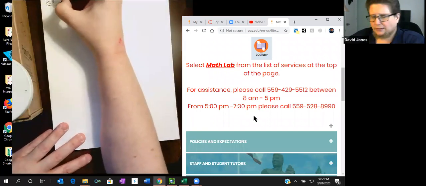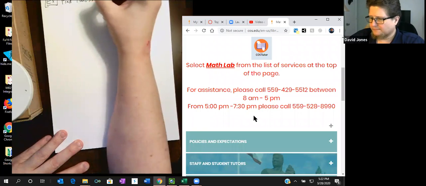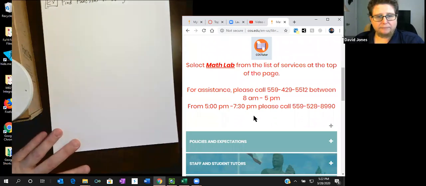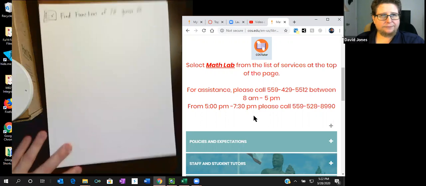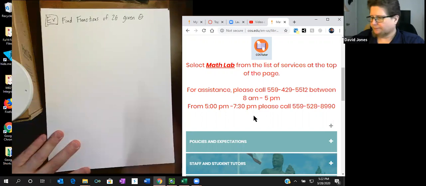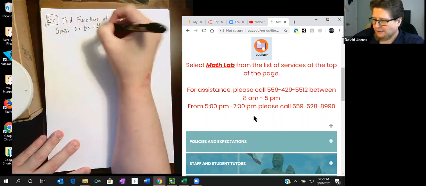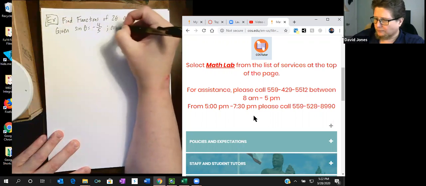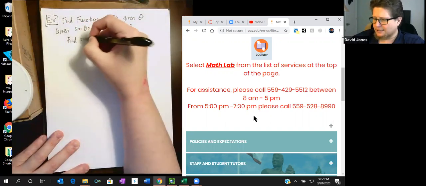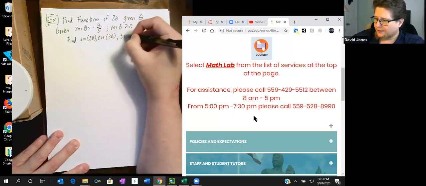So in this example, we are going to find functions of 2 theta given theta. We are given sine theta equals -4/5 and cosine theta is greater than 0. We want to find sine of 2 theta, cosine of 2 theta, and tangent of 2 theta.